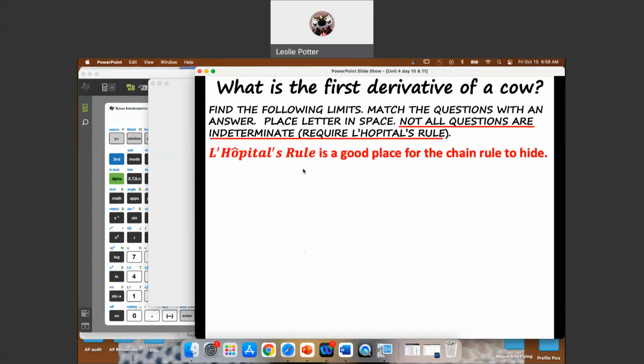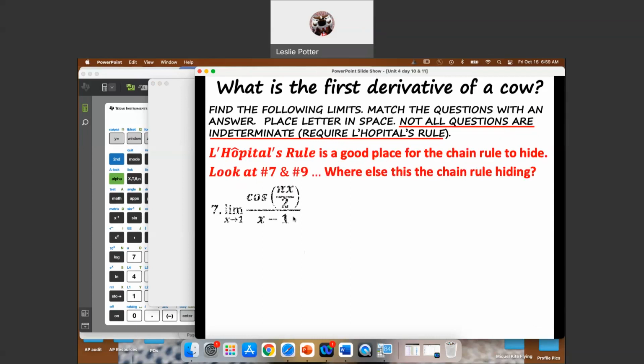Okay, so like I mentioned a second ago, L'Hopital's is another really good place for the chain rule to hide. So we're going to look at 7 and 9. Let's look at number 7. So where's the chain rule hiding? Take a second, look at that. We see our brackets, it's right here. We get a cosine function and we have a linear function in here. So when I see this, I'm thinking this pi over 2 is really a coefficient for x.